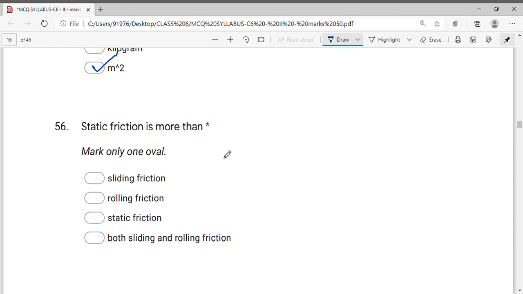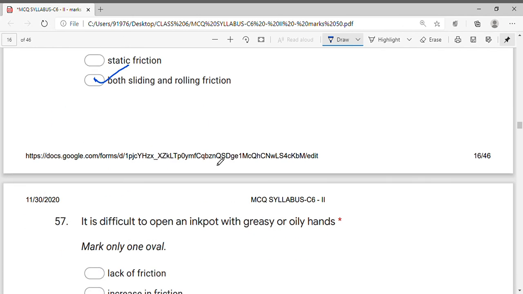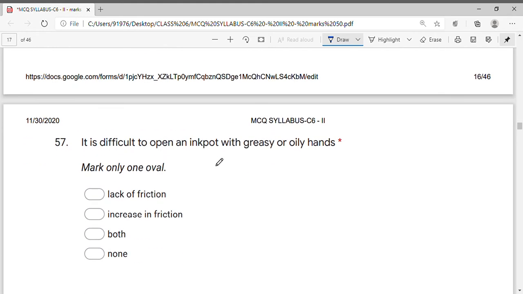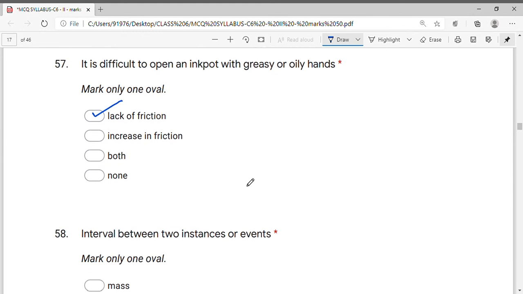Static friction is more than both sliding friction and rolling friction. It is difficult to open an ink bottle with greasy or oily hands because there is no friction. So due to the lack of friction, it becomes slippery and we can't open it.